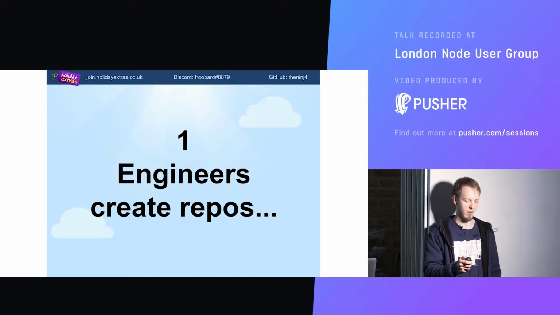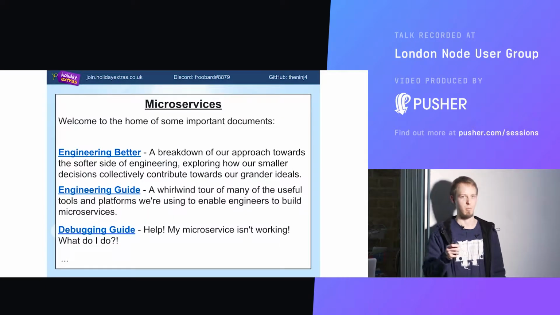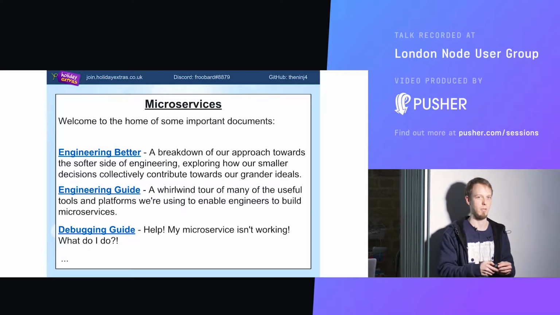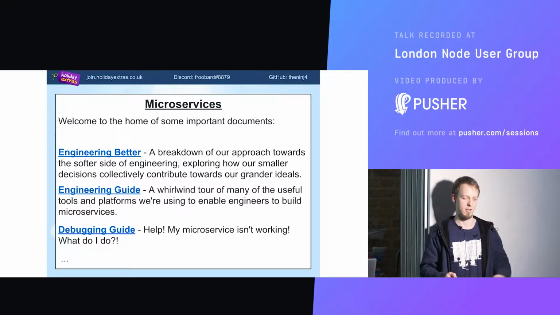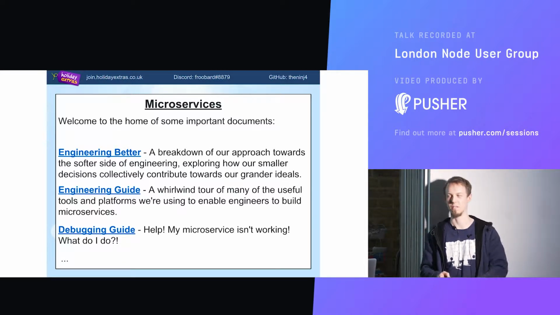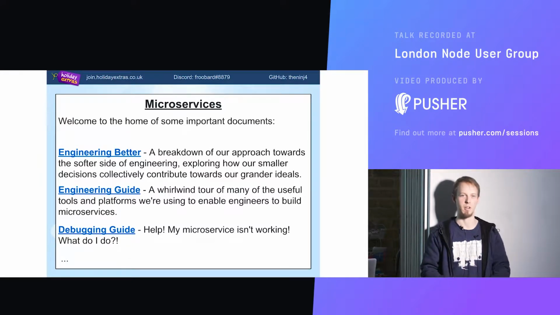So whenever a new person starts working on our microservice stack, we point them to this repository. It's a repo in GitHub that I've made. It's called Microservices. It's just full of readmes. So we've got 3 big documents that we like everyone to read. There's one about the culture and why we do things and the reasoning behind it all. There's one which is the whirlwind tour of typing these commands and these things happen. And there's one around I'm stuck. What do I do?